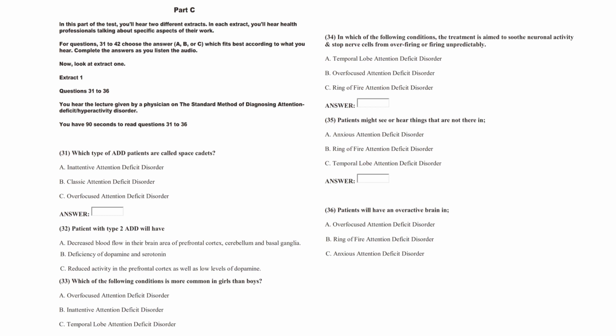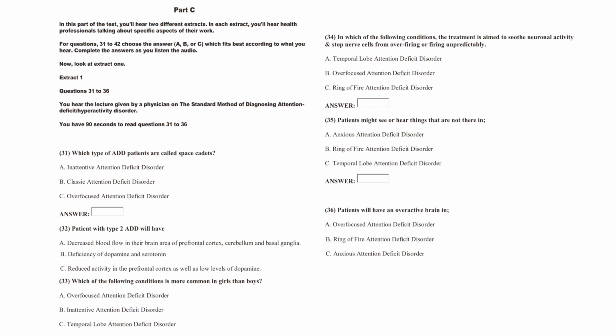People with this type might see or hear things that are not there, and learning and memory problems may be present. The patients will have irregularities in their temporal lobes and less activity in the prefrontal cortex part of the brain. The aim of treatment is to soothe neuronal activity and stop nerve cells from overfiring or firing unpredictably. Type 5. Limbic attention deficit disorder.